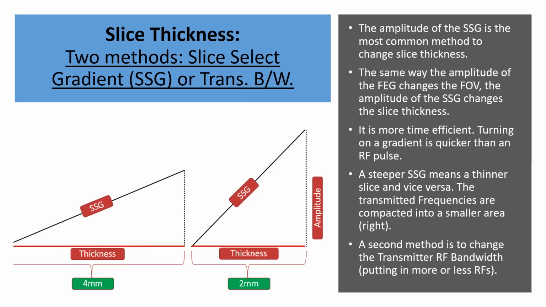So the most common and most time efficient way to change your slice thickness is to change the amplitude of the slice select gradient. You don't know which one your scanner is going to use, but I guarantee you it's probably going to change the amplitude of the slice select gradient. It's more time efficient. And I'll show you that in just a second.